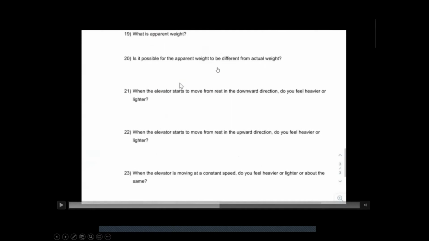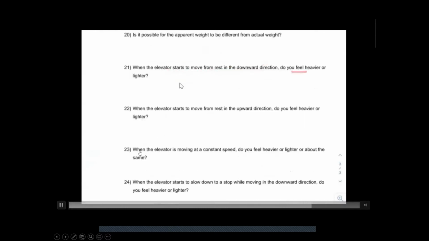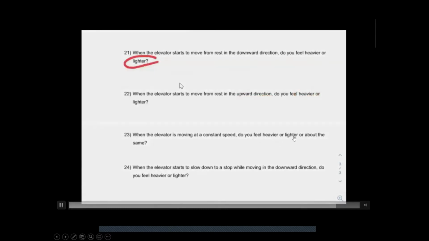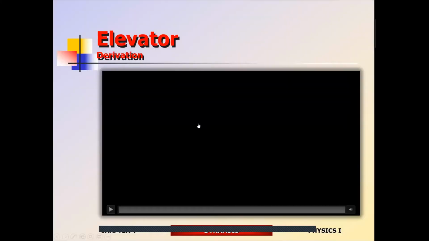Apparent weight can be different. Obviously, you can shift some of the weight onto a different surface. It's also going to be acceleration sensitive. So if the acceleration is in the downward direction, you will feel lighter. In the upward direction, you will feel heavier. And if the elevator is moving at constant speed, no change in weight, it's going to feel the same.